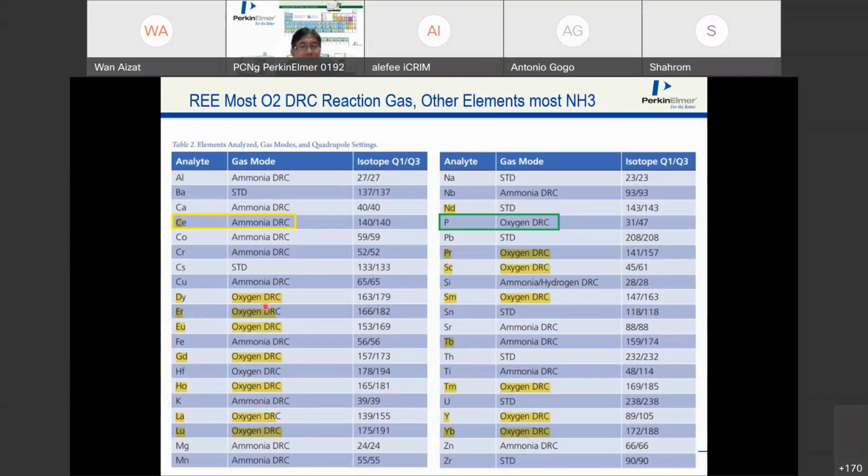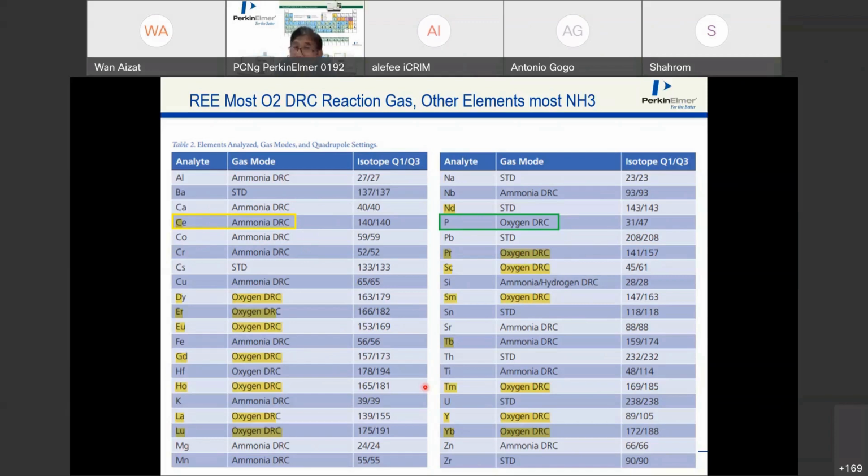However, apart from these oxides, some elements, for example Nd, run on standard mode by itself, and Ce runs on ammonia. So they are a mixture of ammonia and also oxygen. As you all know, ammonia is hazardous, but ammonia achieves the best performance in ICP-MS, and it removes polyatomic and isobaric interference very well.